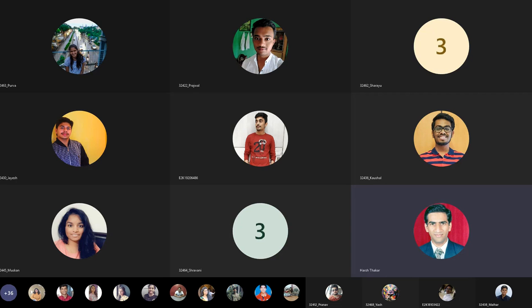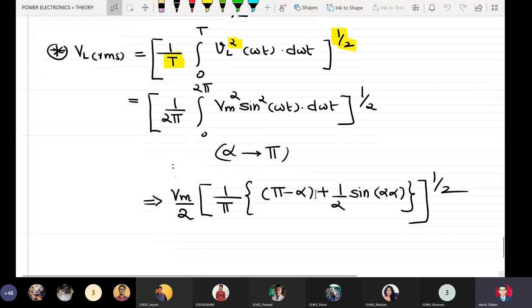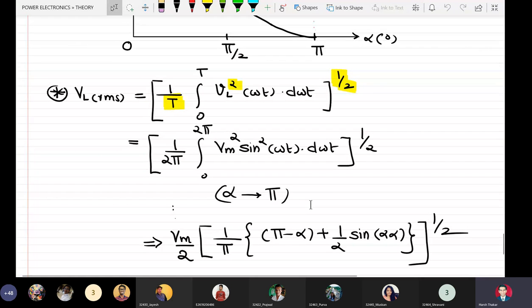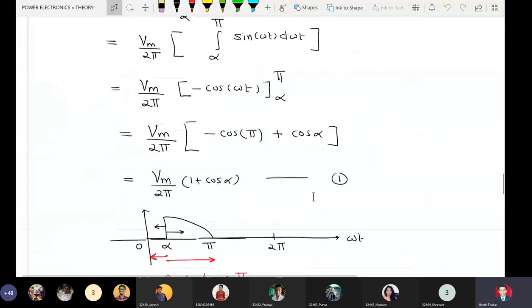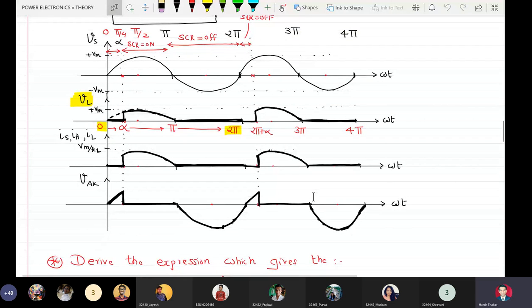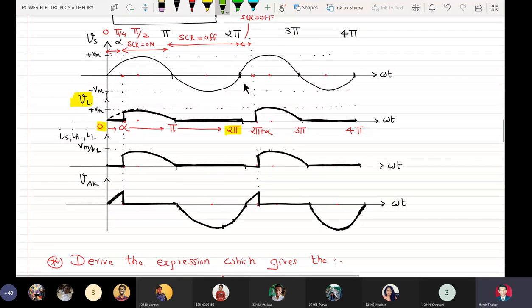Okay, so good morning. So we had stopped yesterday at the expression for the RMS content of the waveform. So this was the waveform for which we want to find the RMS value. It is this thing. The waveform which starts at omega t equal to 0 and ends at omega t equal to pi, and then it repeats beyond this.